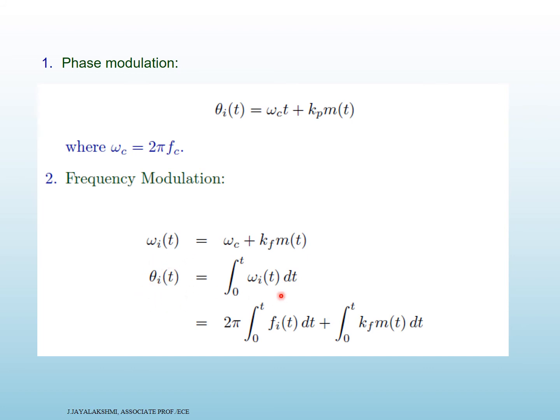where the relation between the phase modulated signal and the frequency modulated signal is given by the phase is equal to integral 0 to t omega i of t into dt, or omega we know it is 2 pi. So, it is 2 pi fc, in place of fc you are going to have it is fi of t plus, just you are going to integrate this value omega i of t into dt. So, it is omega c plus kf m of t, in place of omega c substitute 2 pi fi of t, kf of m t, as usual it is dt.